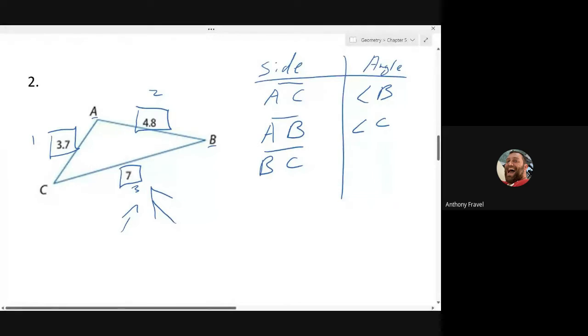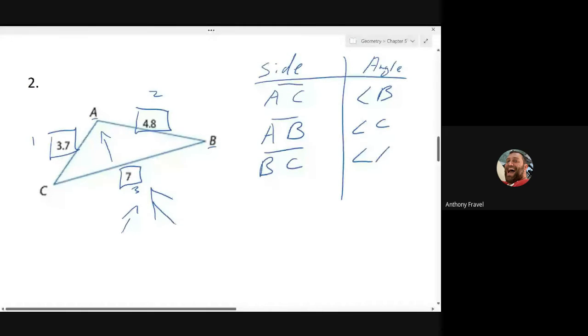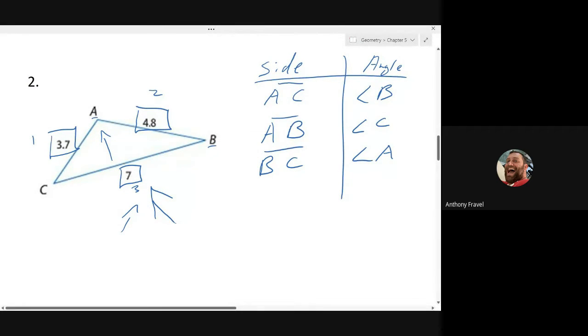Finally, the biggest angle I have, it's that one. So that's going to be the third side. That's side BC. It is my largest side. I'm going to match it up with the angle of angle A. So side BC is the largest.